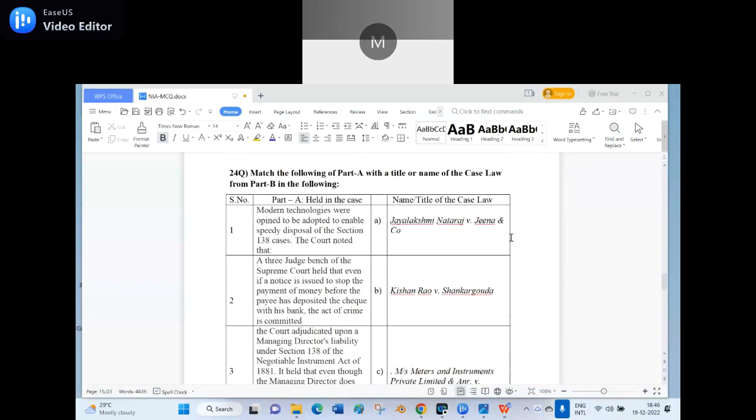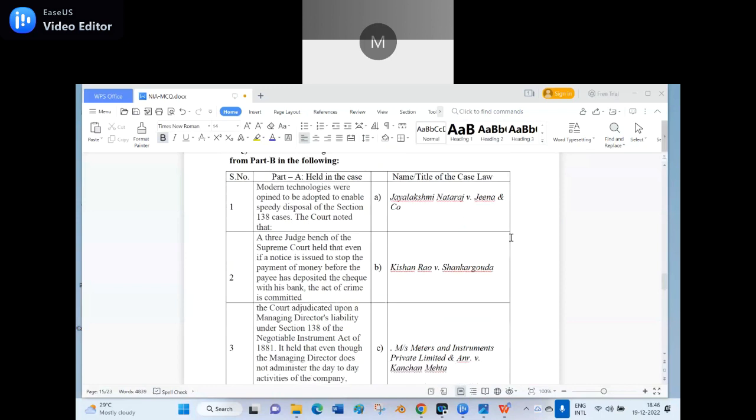Okay, 24th question. Match the following: part A with the title name of the case law in part B. Part A, held in the case. Number 1, modern technology was opined to be adapted to enable the speedy disposal of Section 138 cases. The court noted that. Number 2, a 3-judge bench of the Supreme Court held that even if a notice is issued to stop the payment of the money before the payee has deposited the check with his bank, the act of crime is committed.